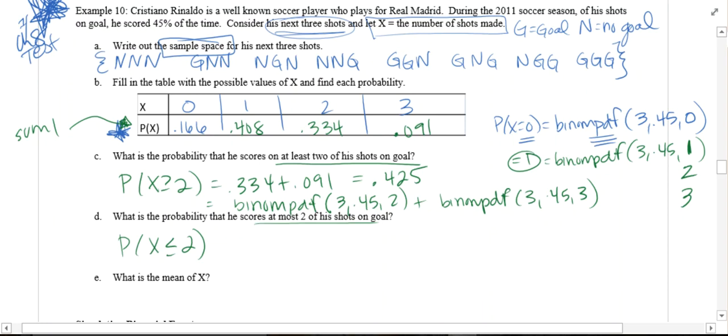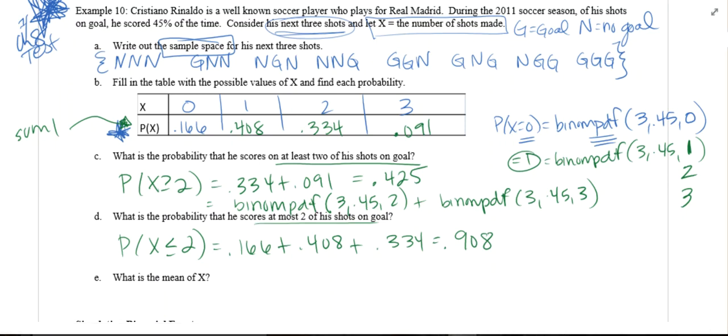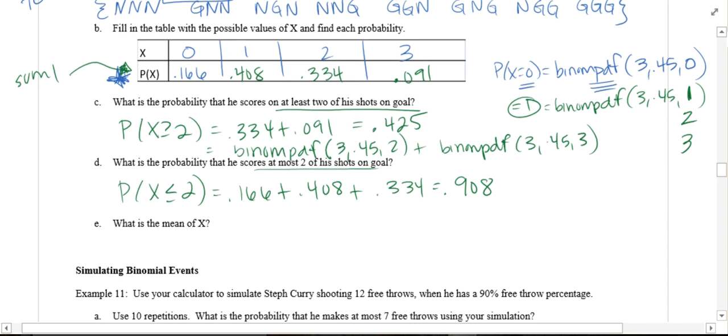So we can add up 0, 1, and 2. You could also do binomial CDF and do from 2 and lower, and it would be the exact same answer. So here we're going to add up 0.166, 0.408, 0.334. Okay, when you sum those up, you get 0.908. You could have also just done 1 minus the probability of 3, and then that's the rest of the table. So there's lots and lots of different ways to solve these.